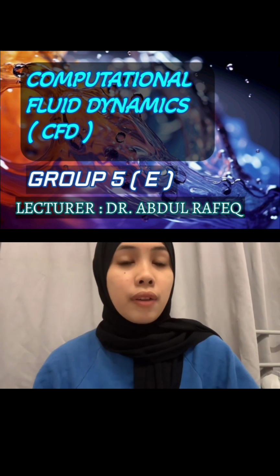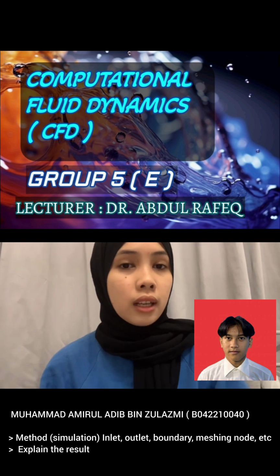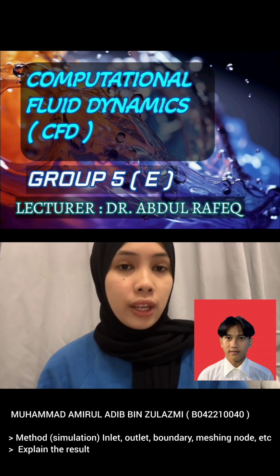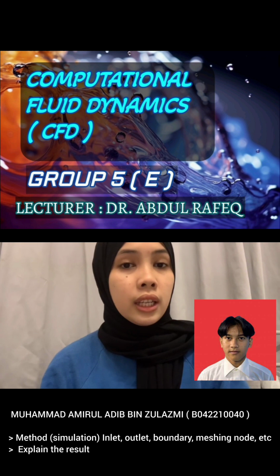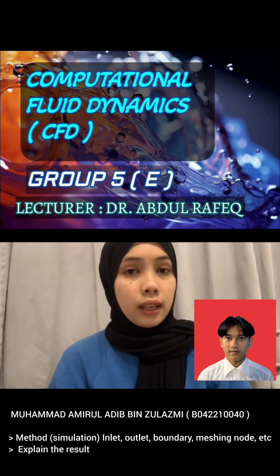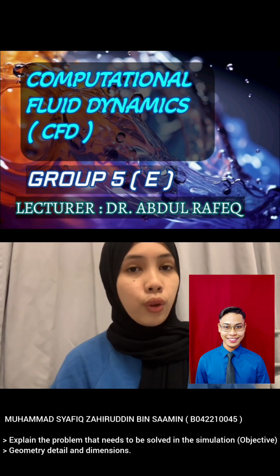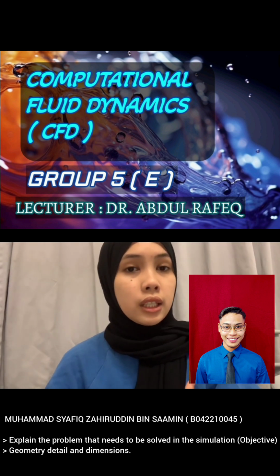Next we have Amirul Adib, matrix number B0422100040, with task allocation of method, simulation, inlet, outlet, boundary, mesh node, and explaining every step clearly, what and why. Lastly, we have Muhammad Shafiq Zahiruddin, matrix number B0422100045, with task allocation to explain the problem that needs to be solved in the simulation, or objective, and geometry details and dimensions.